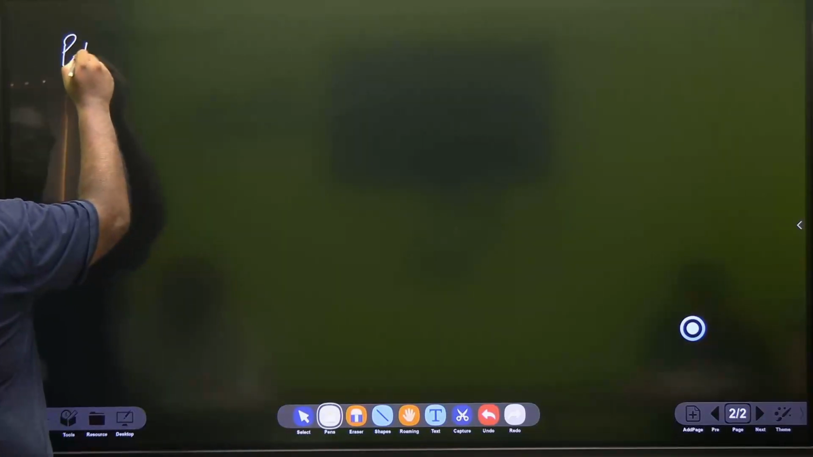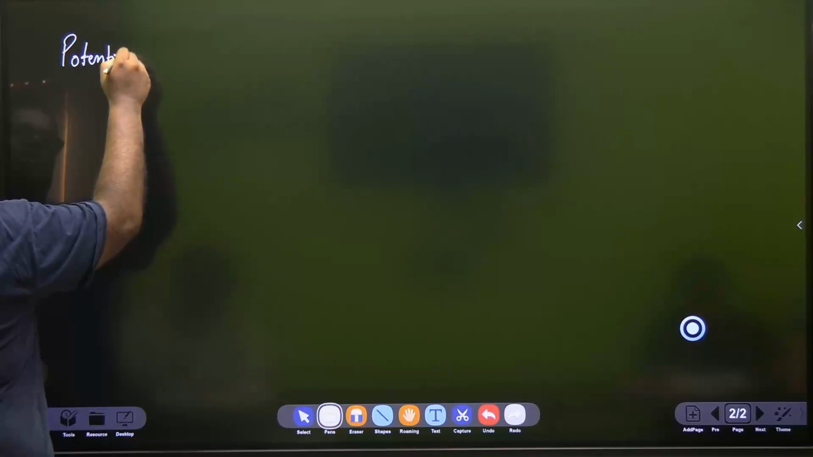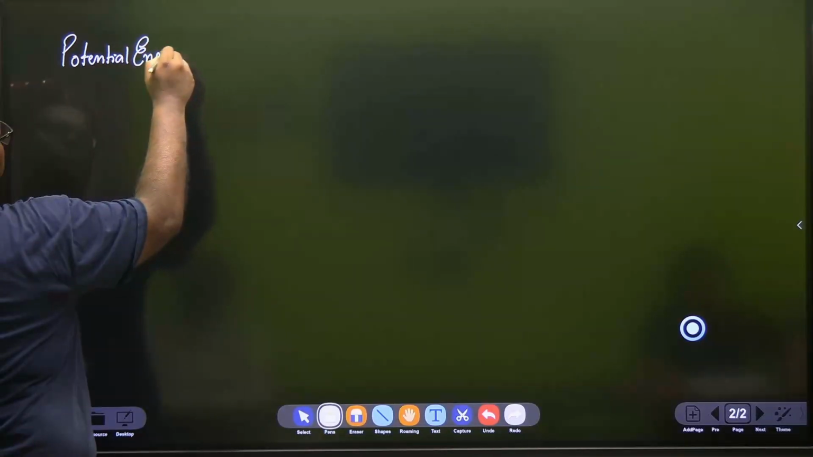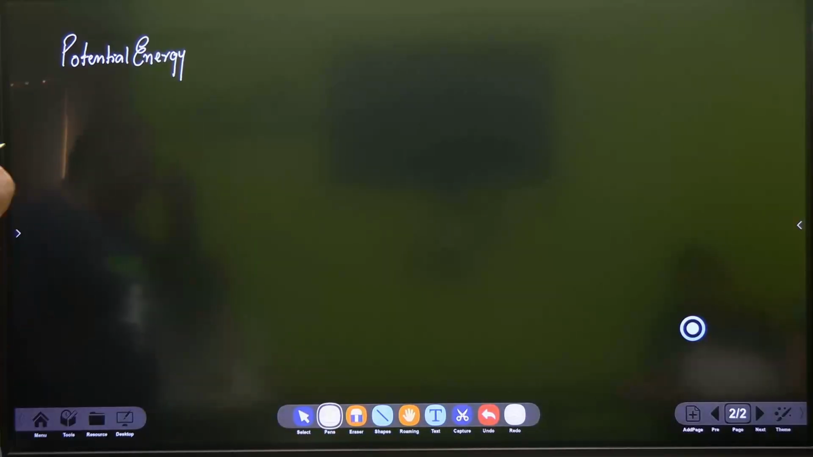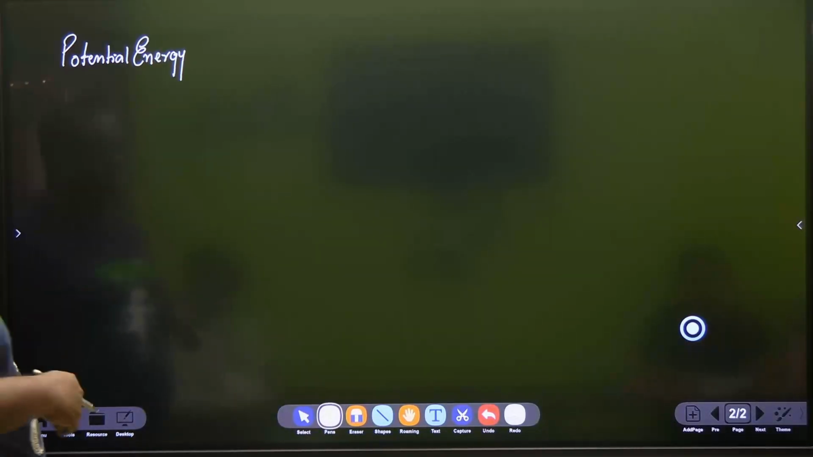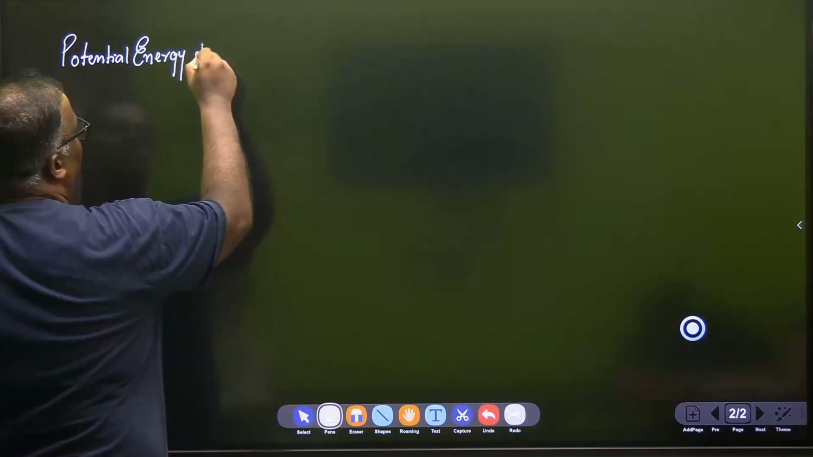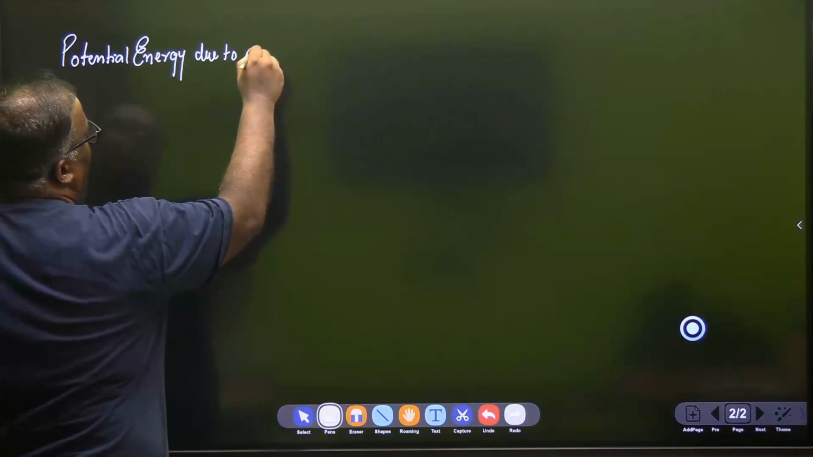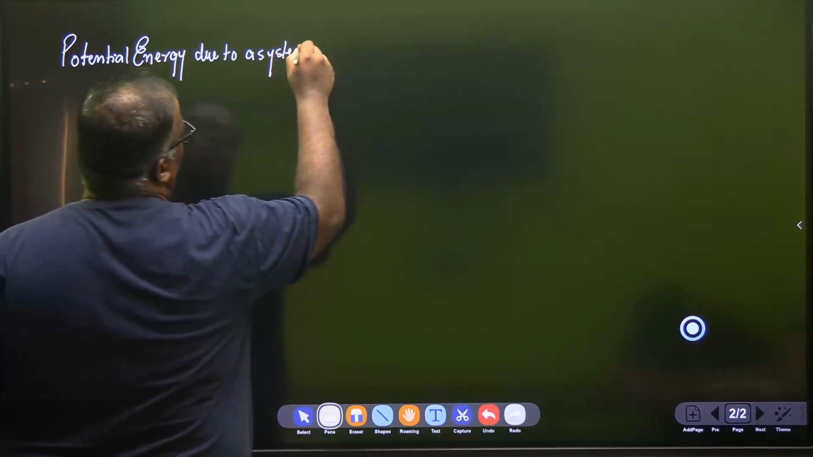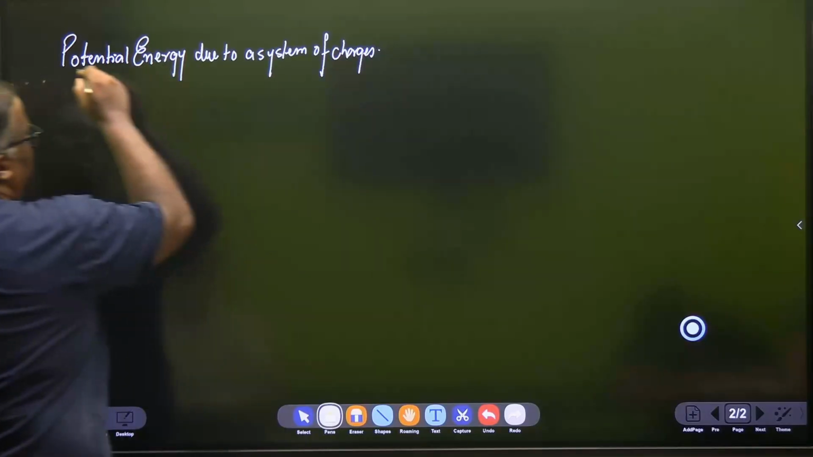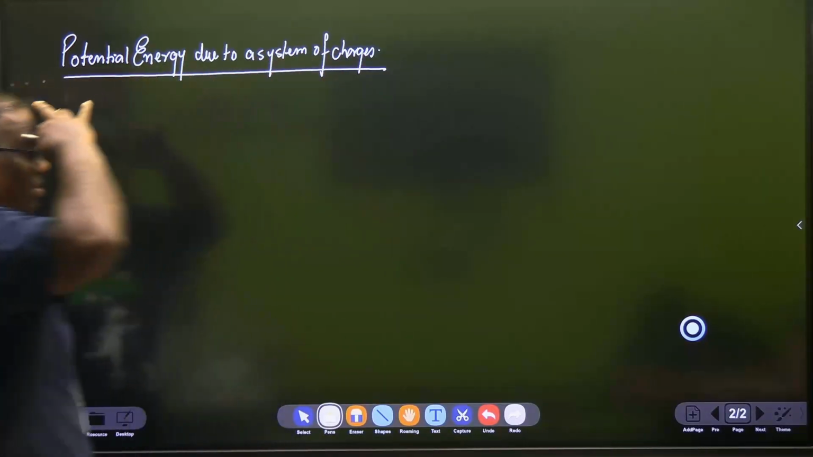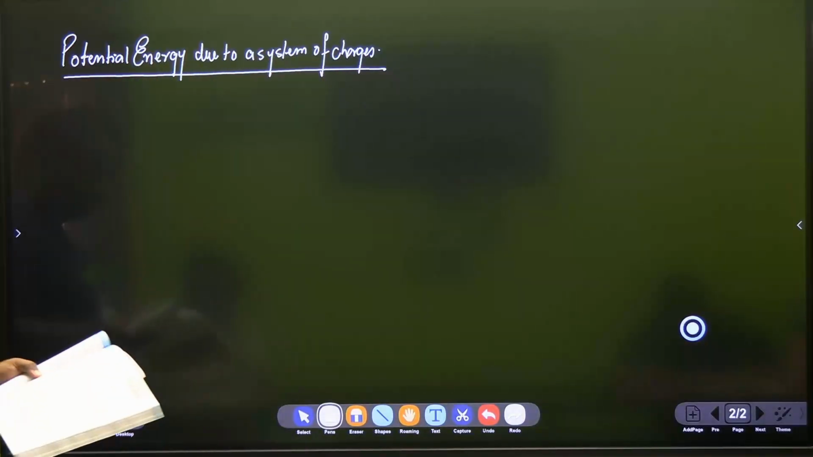Right. So our next topic is potential energy due to a system of charges. Now you will say, sir, this we had learned. No, you learned potential due to a system of charges. Now what are you learning? Potential energy due to a system of charges. And whenever potential energy comes, your charge changes from unit positive charge to a test charge.